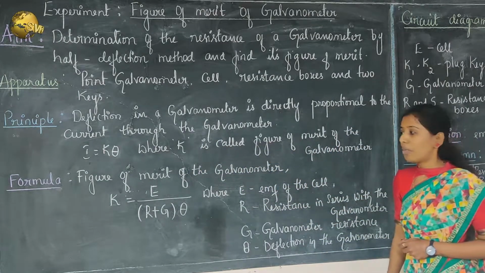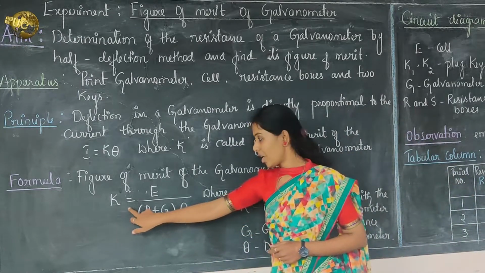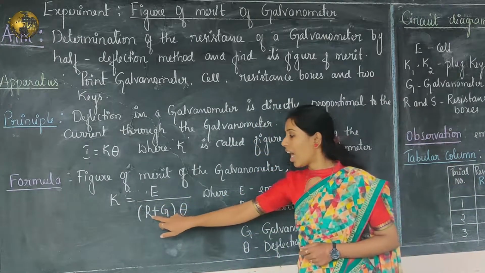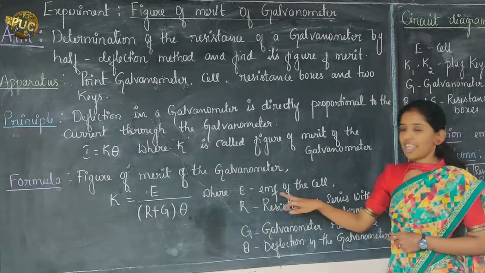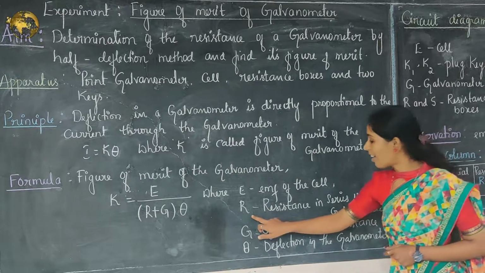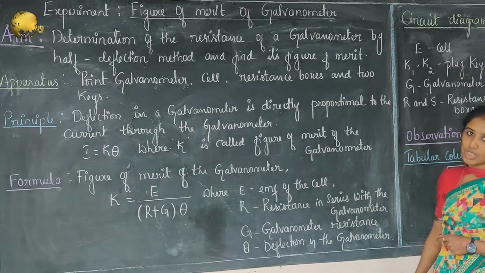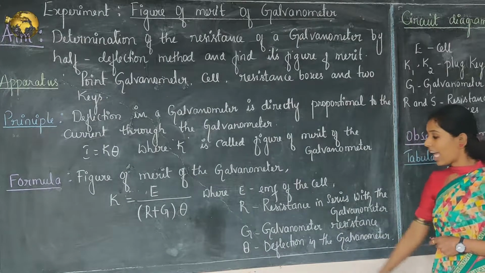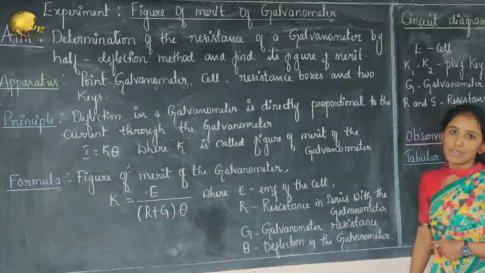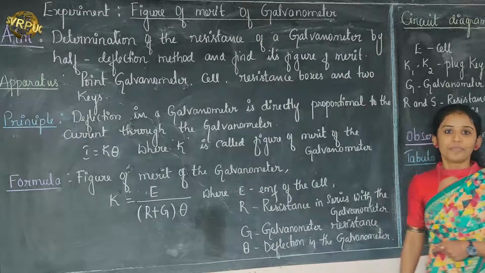We have another formula, that is K equals E by (R plus G) into theta, where E is the EMF of the cell, R is the resistance in series with the galvanometer, G is the galvanometer resistance and theta is the deflection produced in the galvanometer.